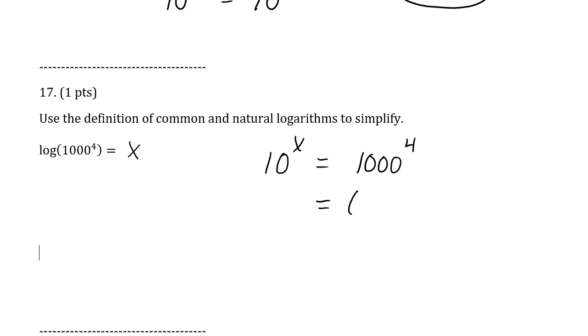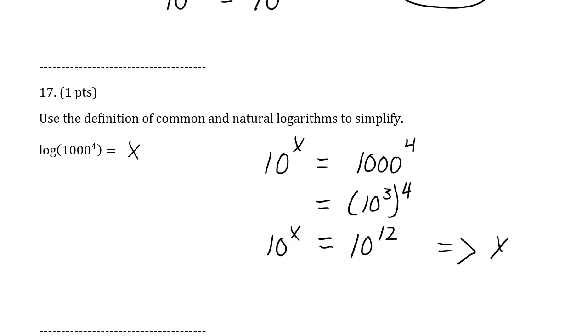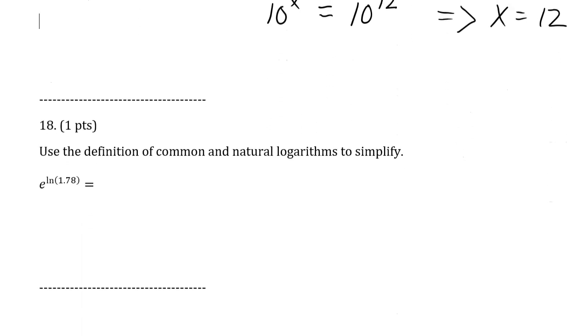1,000 has 3 zeros, and that means that it can be written as 10 to the third, also raised to the fourth. 10 to the third to the fourth, multiplying the two powers together gives me 10 to the 12th. If 10 to the x equals 10 to the 12th, then it must be that x is equal to 12. Let's take a look now at our next problem.